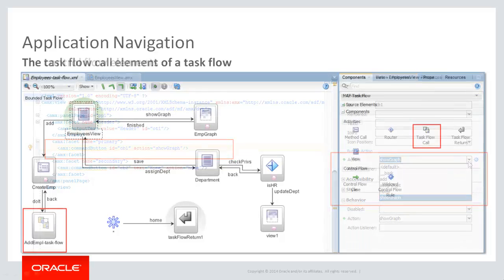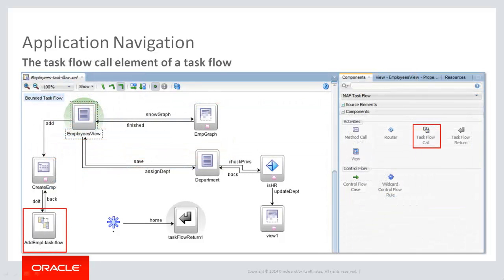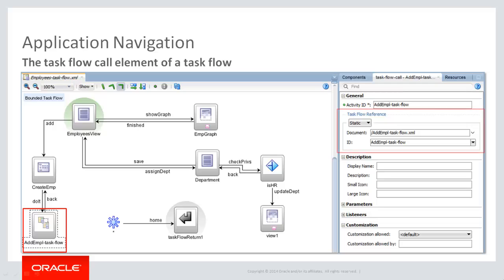Now the next element is a task flow call. This represents your task flow calling another task flow. Just like a view activity, you can drag a task flow placeholder from the component palette on the right, or you can drag an existing task flow from the application navigator onto the task flow. You'll see that in the property inspector that the document property points to the task flow that's going to be called. In this case we're calling a static task flow, meaning the name of the task flow is hard-coded.